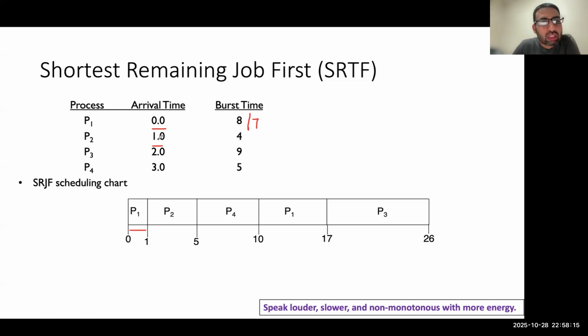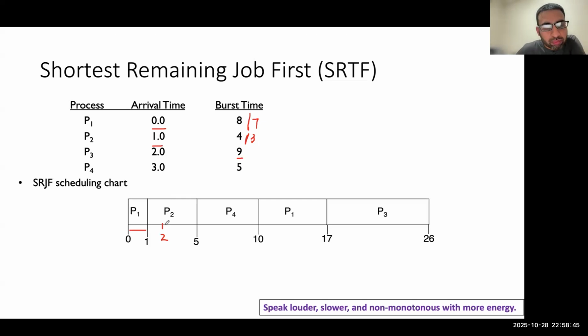So P2 will run. Once it runs, P3 arrives at time unit 2, right? At time unit 2, what is the remaining burst time of P2? 3, because it has already executed for one time unit. What is the burst time of P3? It is 9. 9 is greater than 3. So P2 still has the smallest burst time, so we allow it to continue, right?